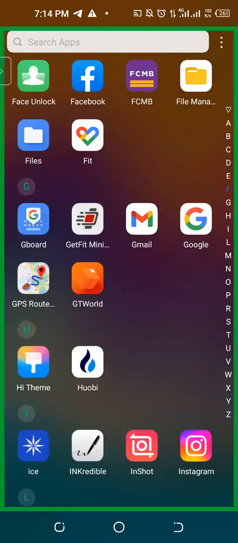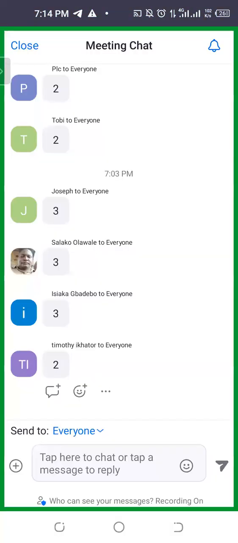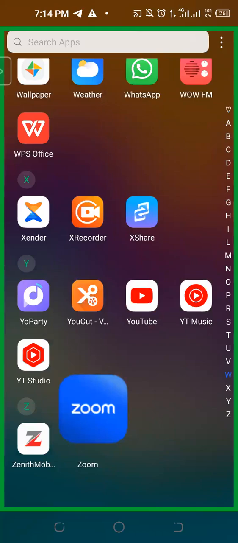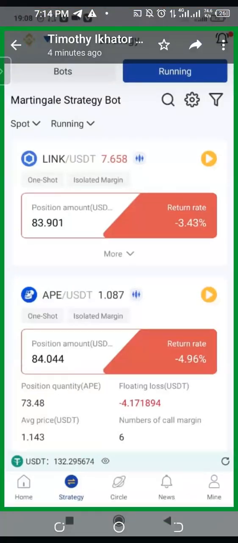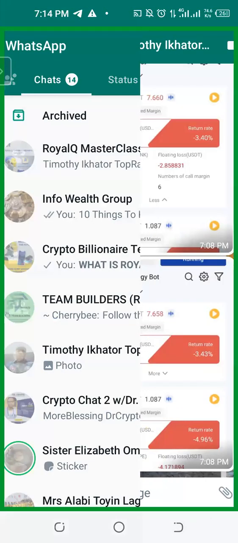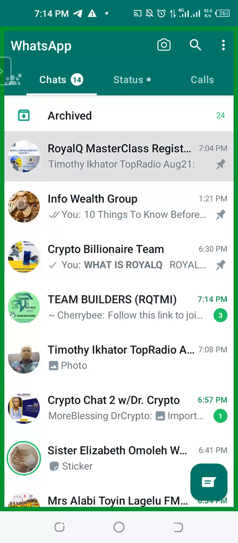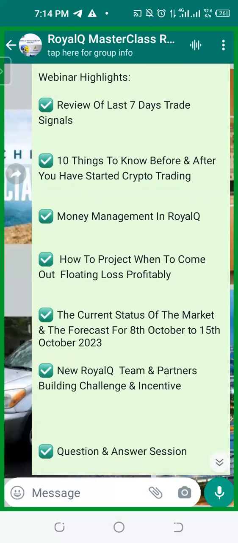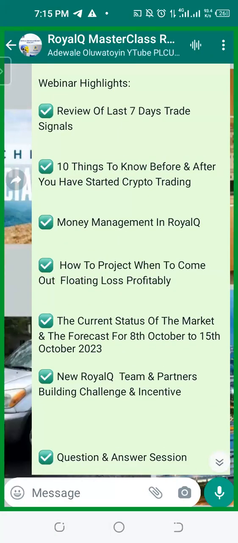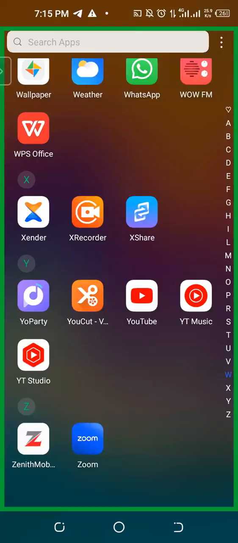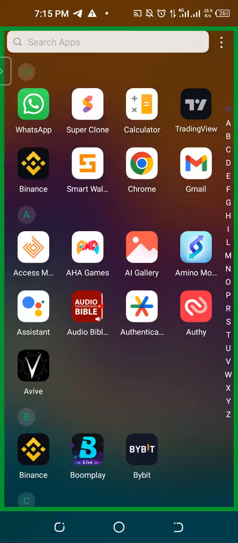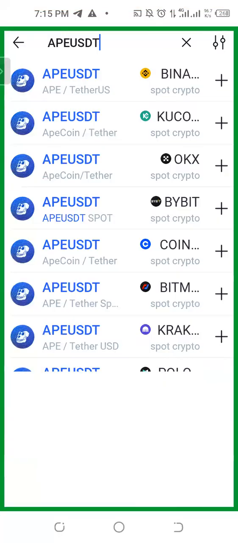So I think there's nobody that sends their charts, their coins, their trade for analysis. So let me go to the next agenda. The current status of the market for 8 to 15 October. So where is the market turning towards this week?